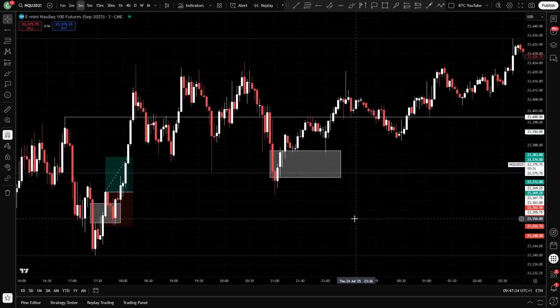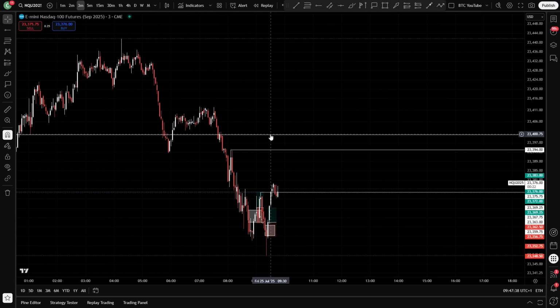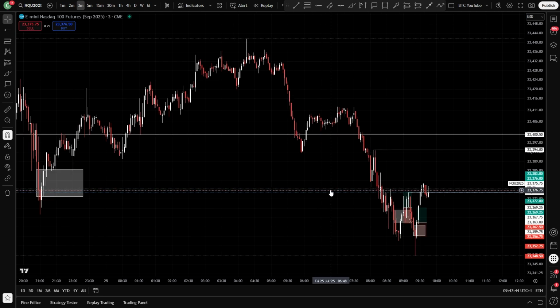So anyway, enough waffle. You can see 3 or 4 trades that would have won yesterday. A crazy day. Crazy, crazy day in terms of setups. Really, really good stuff. Amazing strategy.